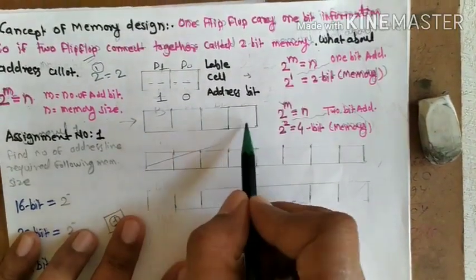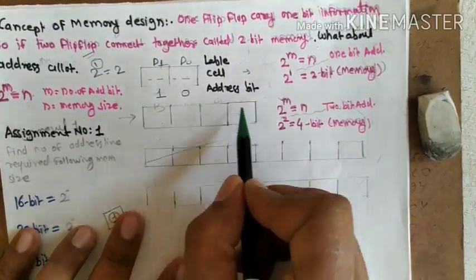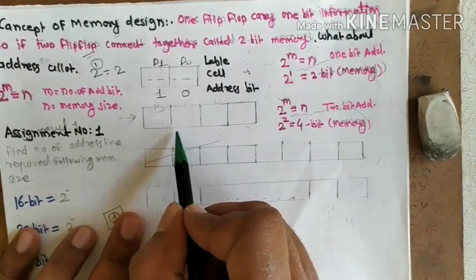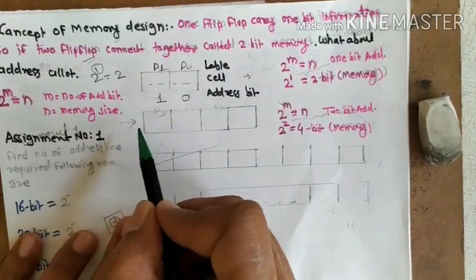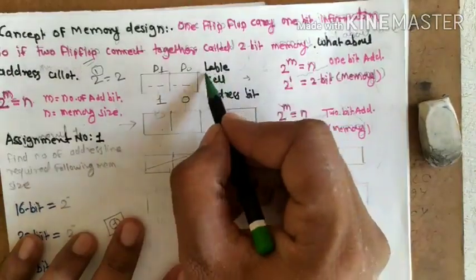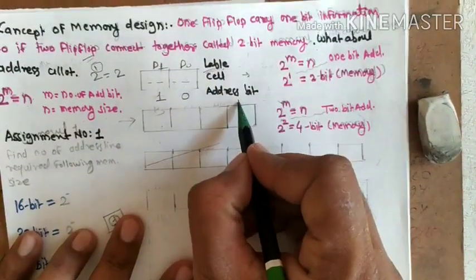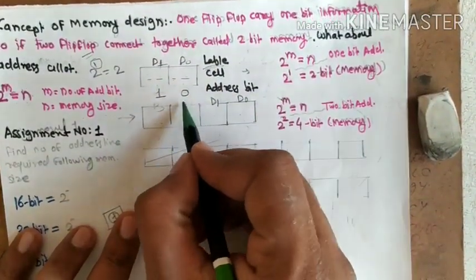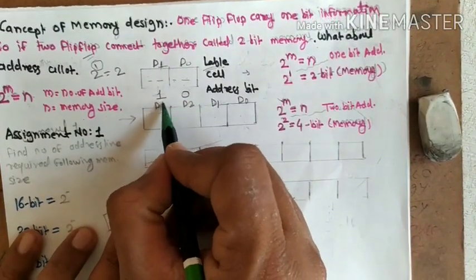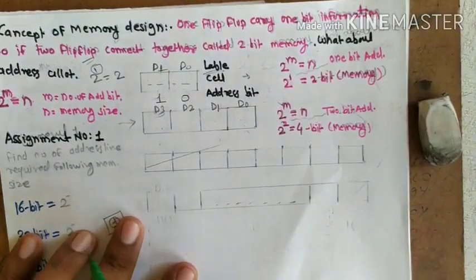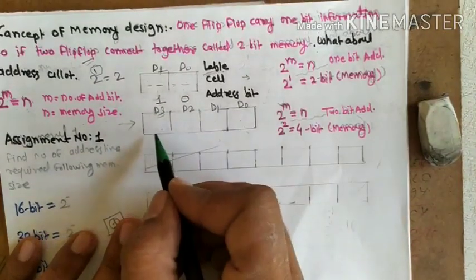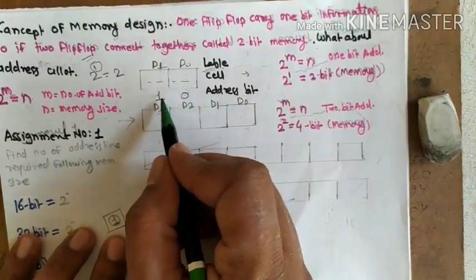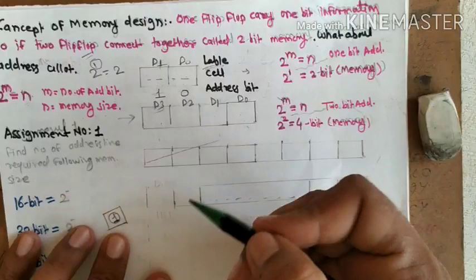This is 1, 2, 3, 4. This is the 4-bit memory. I repeat, this is a 4-bit memory. First we give the labels D0, D1, D2 and D3. Now the problem is that there are 4 cells, so we cannot give the address as just 0 or 1. We have to increase the number of address bits.